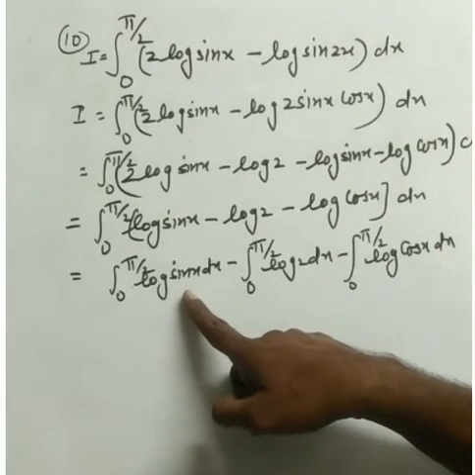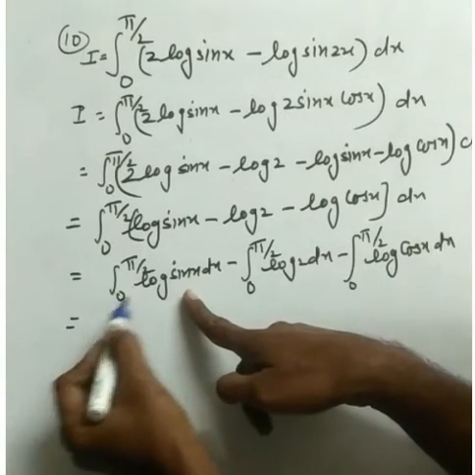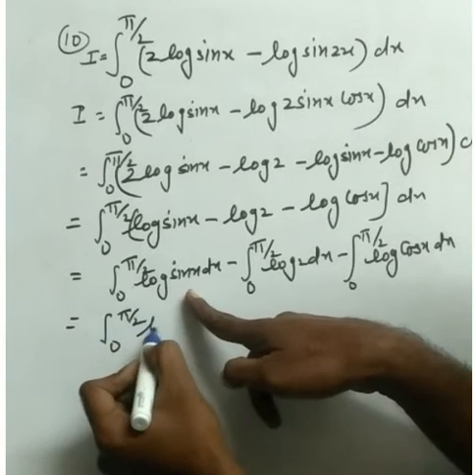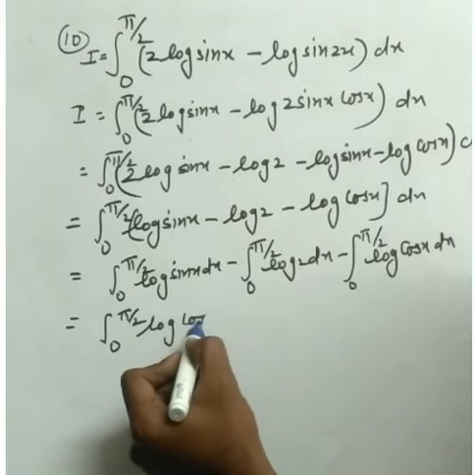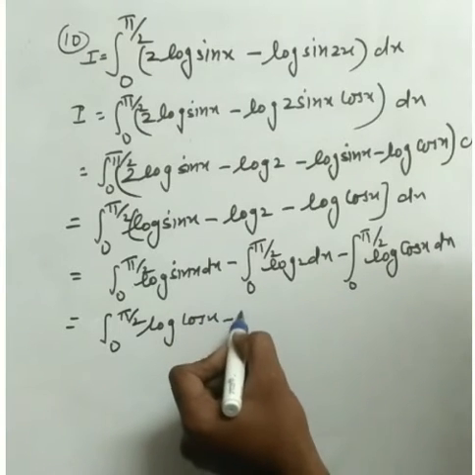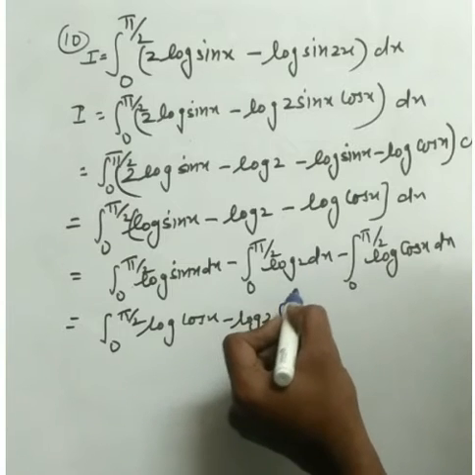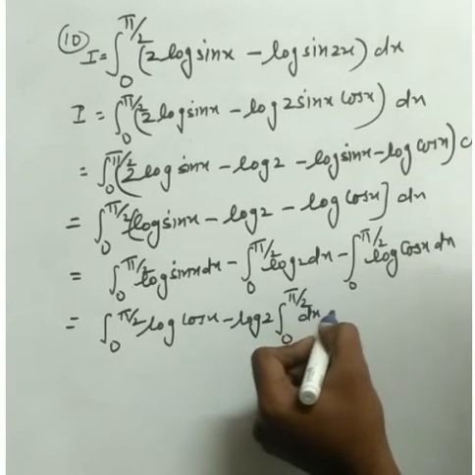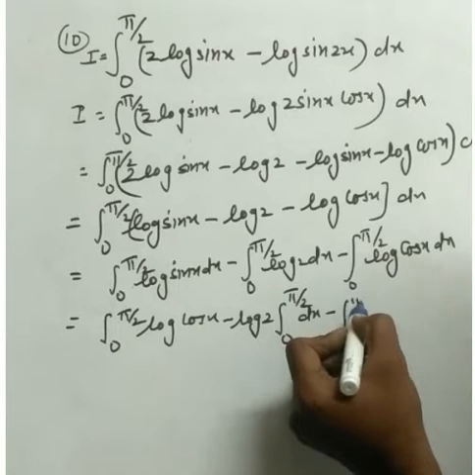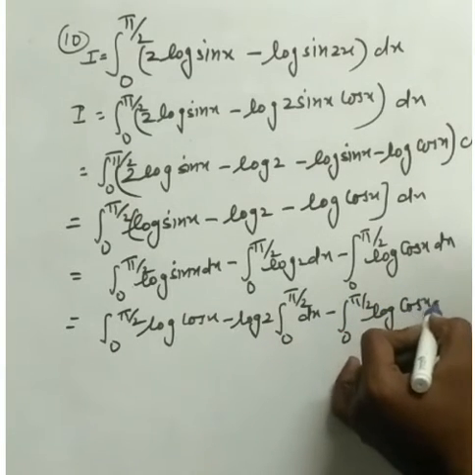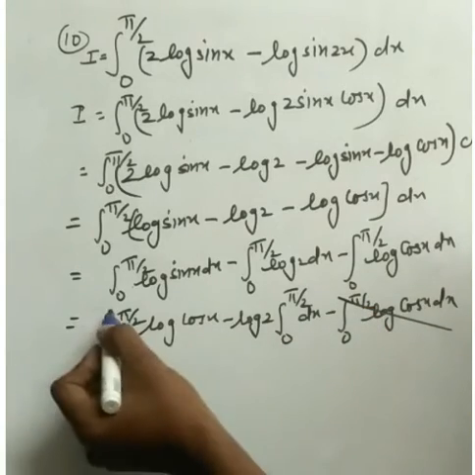Here we apply the property of a minus x. It becomes integral from 0 to pi by 2 of log of cos x. Here log 2 is a constant, so it is taken out of the integration sign: integral from 0 to pi by 2 of dx, minus integral from 0 to pi by 2 of log of cos x dx. This is cancelled with this one.